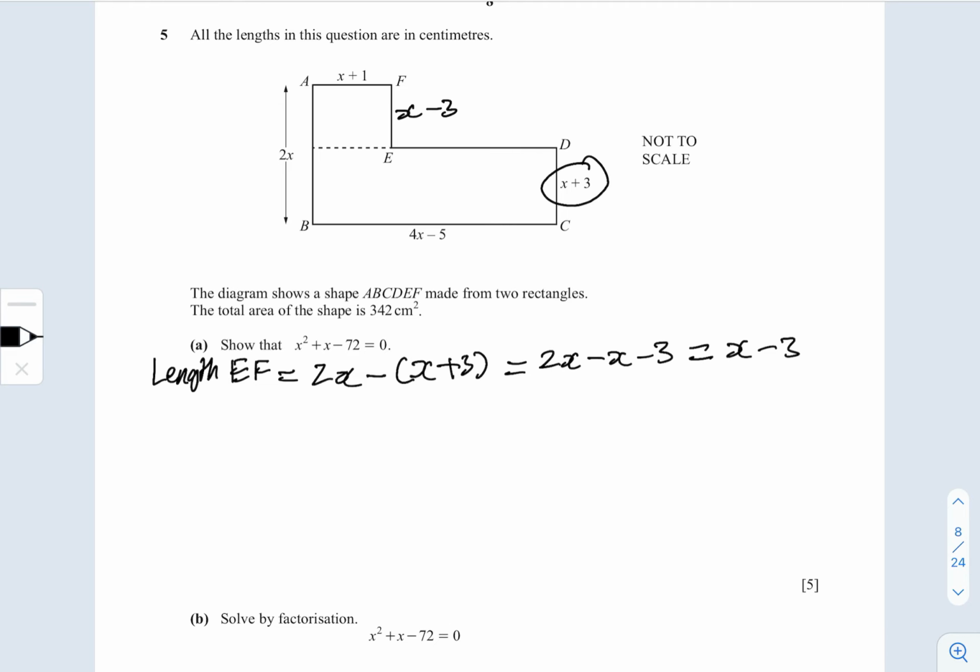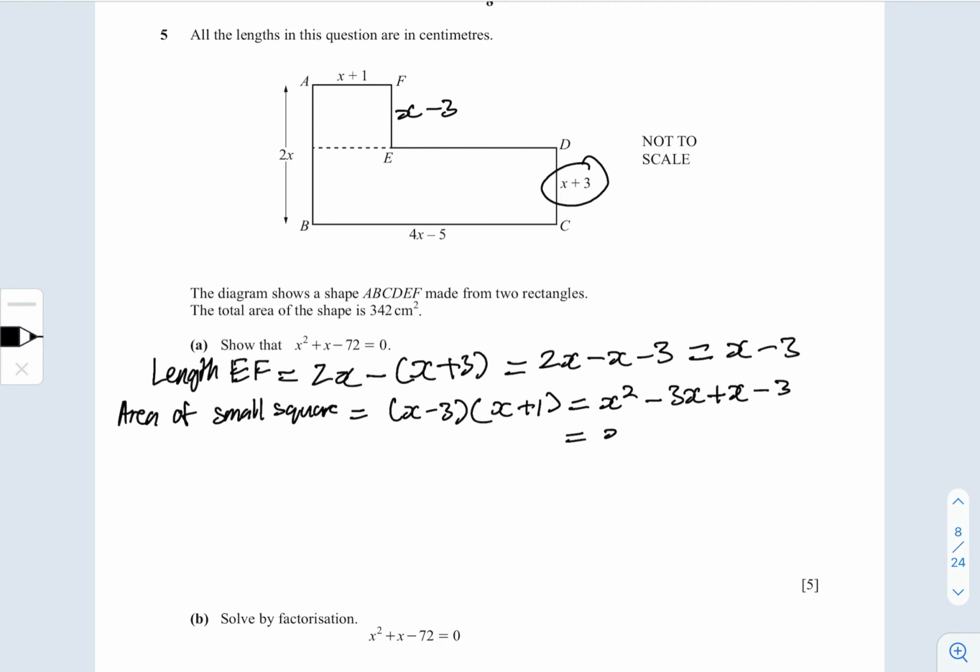Now that we know that length, we can calculate the area of the small square and the big square. So area of small square equals x minus 3 multiplied by x plus 1. That would give you x squared minus 3x plus x minus 3, which would therefore give you x squared minus 2x minus 3.